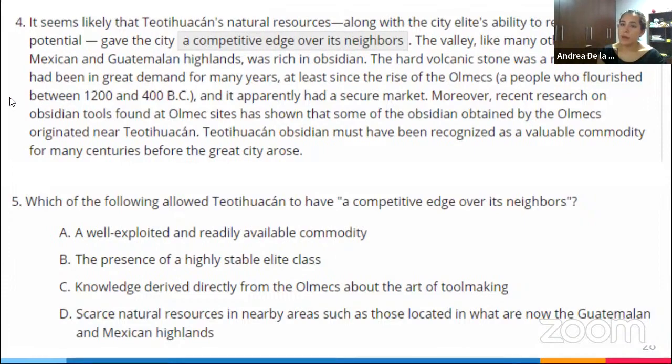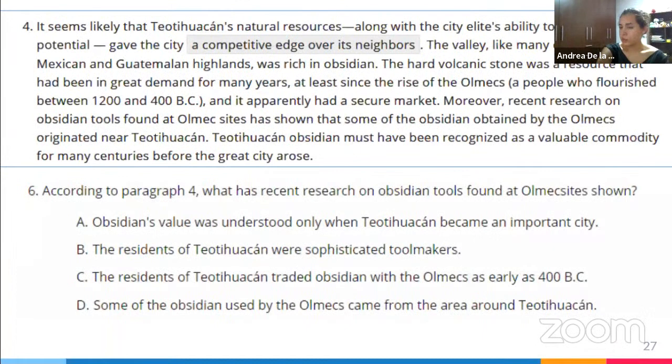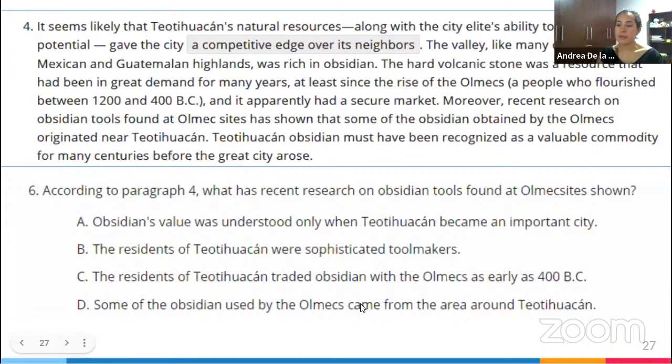So now you guys are going to practice by doing this other question, which is another detailed question, same process, same set of questions, same passage of the Teotihuacan, same paragraph. So I'll give you guys 2 minutes to answer this question. Let me know what you think the answer is.